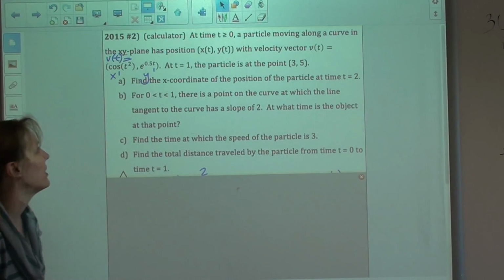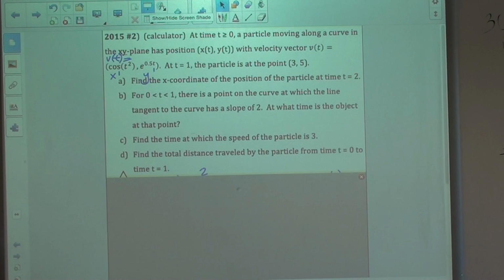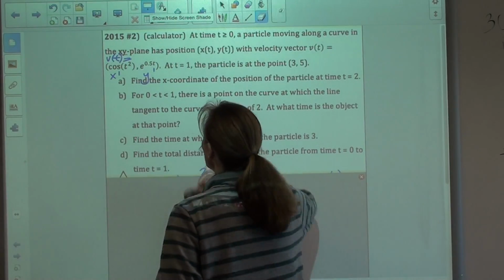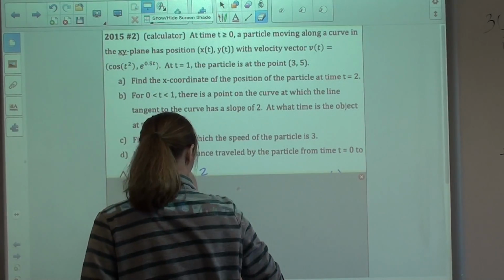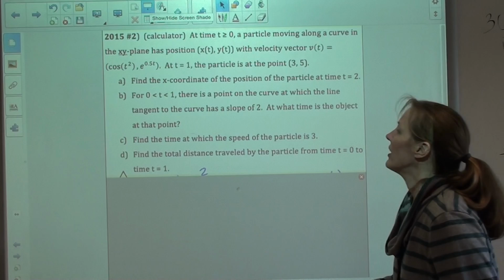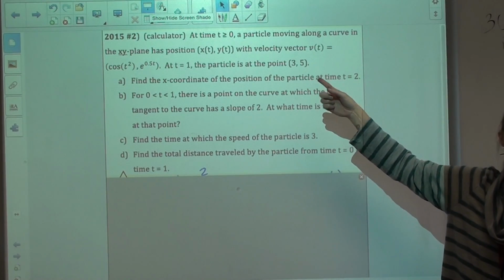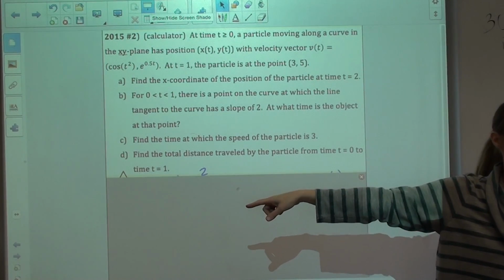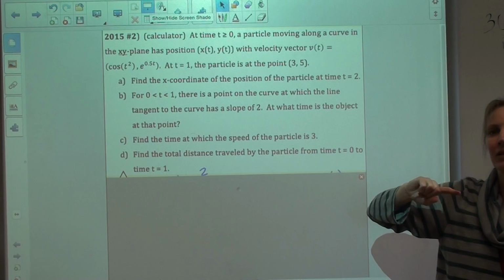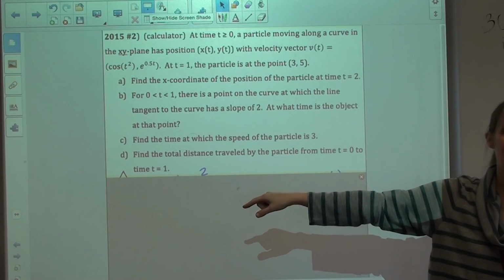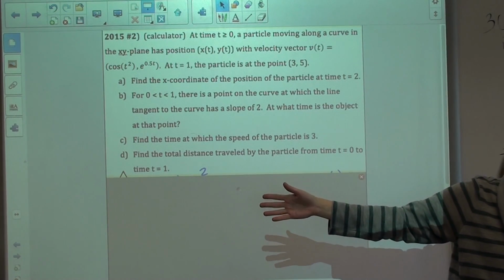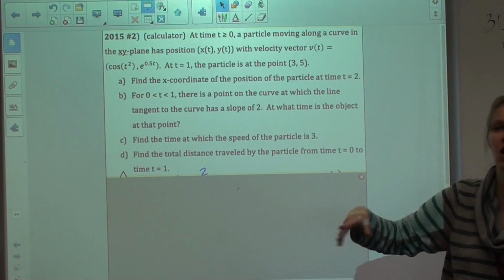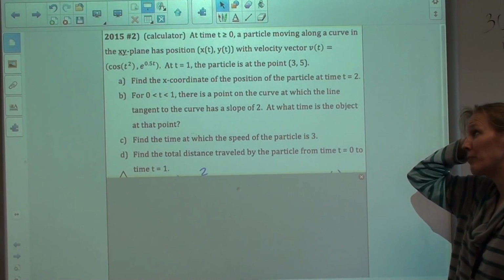At t equals 1, the particle is at the point 3, 5. Now, part A, I think I'm going to do part A on it. Part A gets asked a lot. It got asked a lot on the old PVA problems. And even if we were doing the old PVA problems, people would miss part A because people just forget how to do this. So I'm going to walk you through and remind you how to do this type of problem.